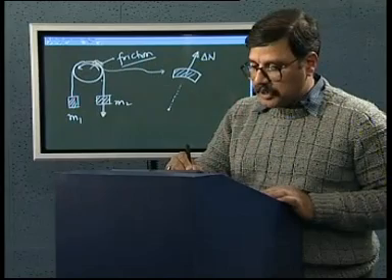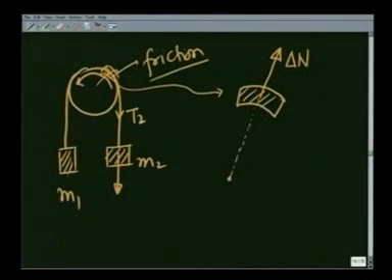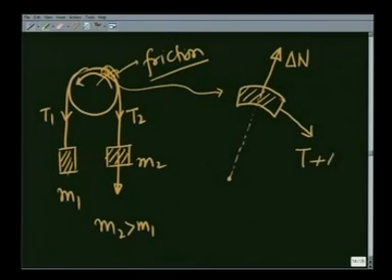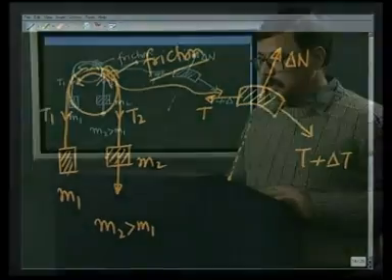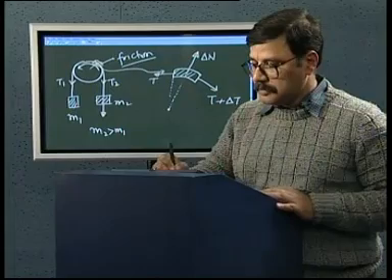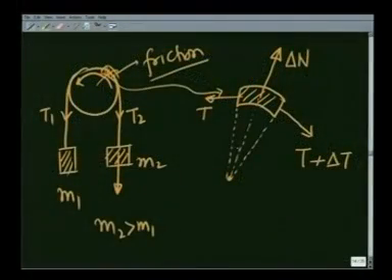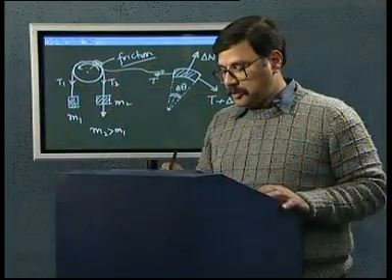Since the tension on this side, T2, is going to be greater than T1 because m2 is greater than m1, the tension increases this way. Let this tension be T plus delta T. Let the tension on this side be T. I will make a neater diagram in the next slide. Let this small piece of rope make an angle delta theta at the center of the fixed pulley. So, let us make a neater picture of this part only.